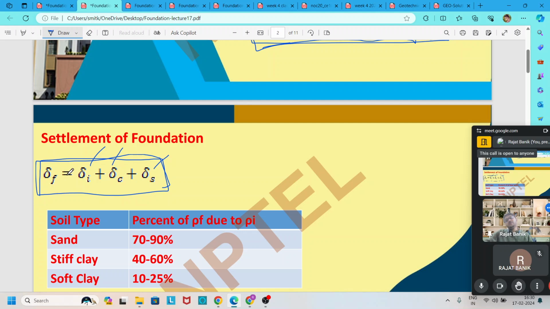This immediate settlement is also called elastic settlement, which follows the elastic theory. And the primary and secondary consolidation settlements are based on the plastic theory, and it is like plastic failure.